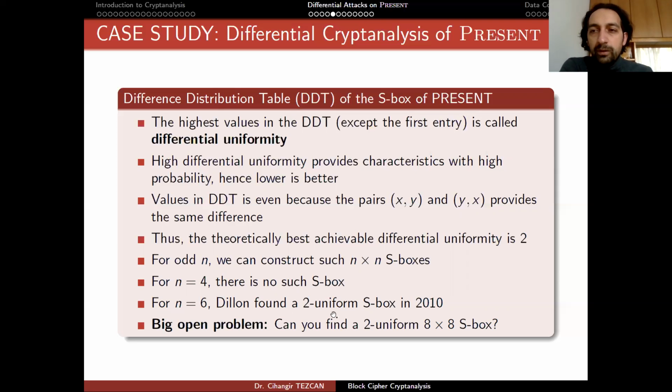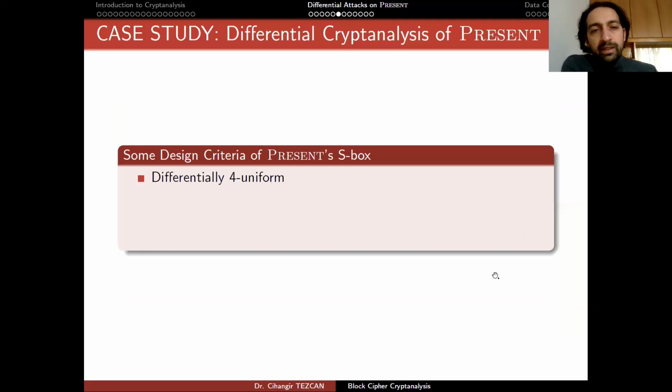So the big problem is, can you find a 2 differentially uniform 8x8 S box? Because if you can, then that would be something better than the S box of AES. This is still an open problem, and the search space is really huge. Even with some techniques, we cannot traverse the whole space. This is why we cannot computationally check if such an S box exists or not. But this is a huge open problem and a very interesting one. So let's see some design criteria of PRESENT's S box. It is differentially 4 uniform because this is the best that we can get.